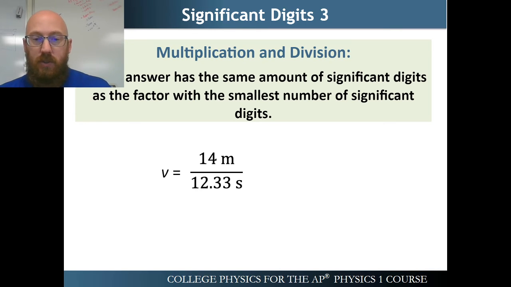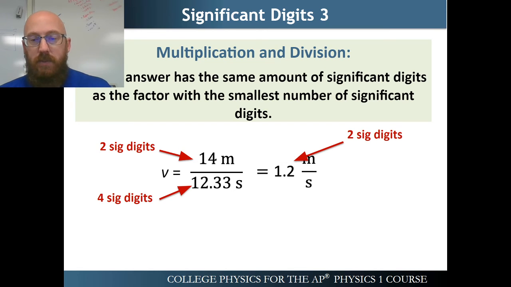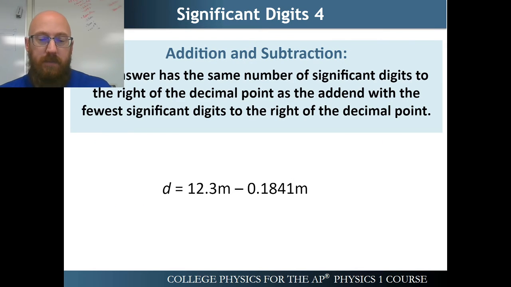Example, you have 2 significant digits on the top, 4 on the bottom. You have to go with the smallest. So your calculation gives this right off the calculator, and then your answer is 1.2. Okay, so you really have to understand multiplication and division. Use the smallest.